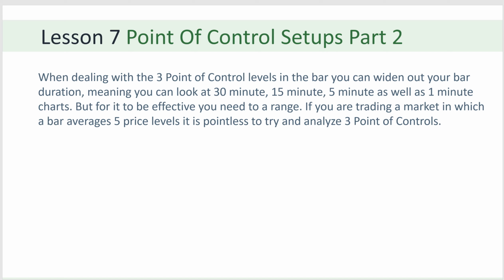Now, when dealing with 3 point of control levels in the bar, you need to widen out your bar duration. I mean, you can look at longer durations, 30 minutes, 15 minutes, 5 minutes, as well as 1 minute on markets that are volatile. But you need a range for it to be effective. If you're trading a market that's got a very tight range, there's no point in using it, because say if you're trading a 5-range bar and looking at 3 point of controls, half the bar is point of controls. If you're looking at a 4-range bar, 3 of the 5 price levels are going to be point of controls. It's pointless. So this is one that you can widen out your durations on.